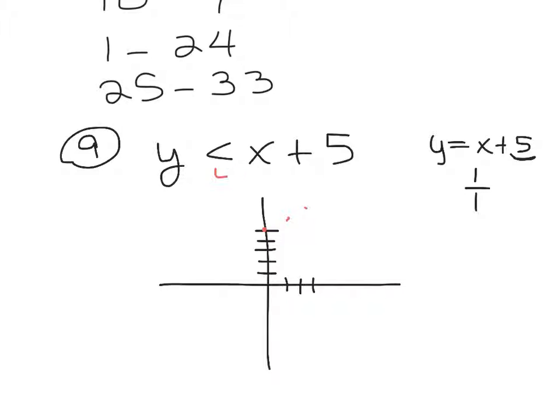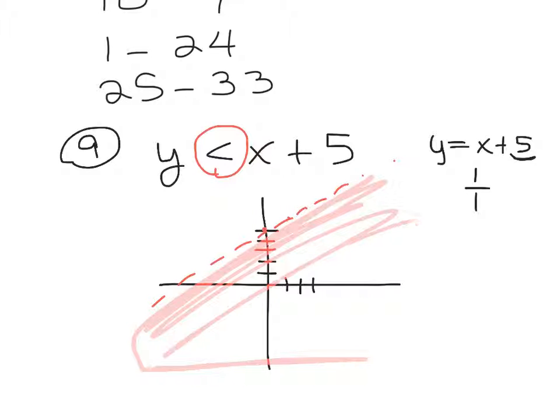And again, notice this symbol indicates that it's a dashed line or a broken line. Let me make my line here. And then from there, you decide, do I shade the top or the bottom? It's a less than, so I'm going to shade below the line.